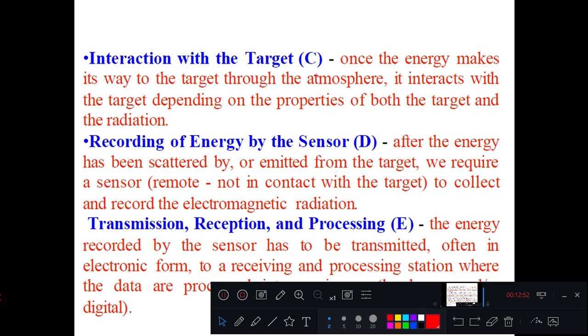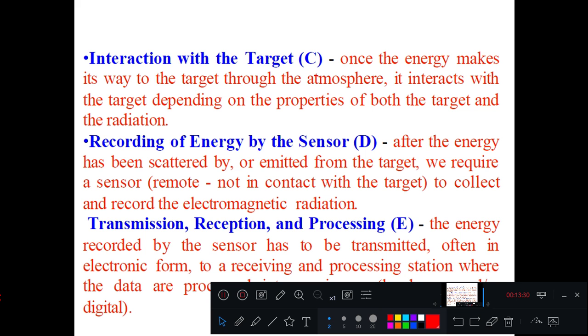Once the energy makes its way to the target through the atmosphere, it will interact with the target, and depending upon the properties of both the target and the radiation, the energy or the information is sensed. Then comes the recording of energy by the sensors. Once the energy is backscattered, transmitted back, or emitted from the target, we require a sensor that is remotely placed, that is, not in contact with the object, right?